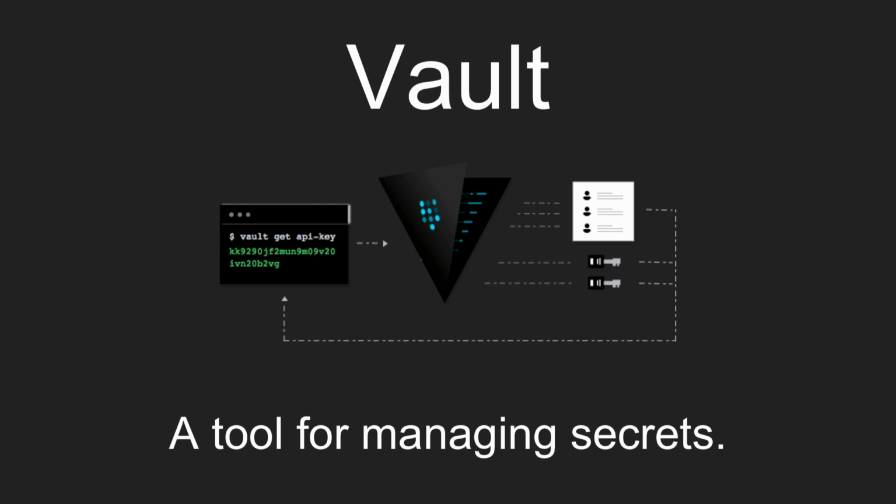Another thing that we've started using is a tool called Vault. Lyft also released one called Confidant. This is from HashiCorp, and it's a tool for managing secrets, but not secrets in the sense of a password manager. This is for machine secrets.